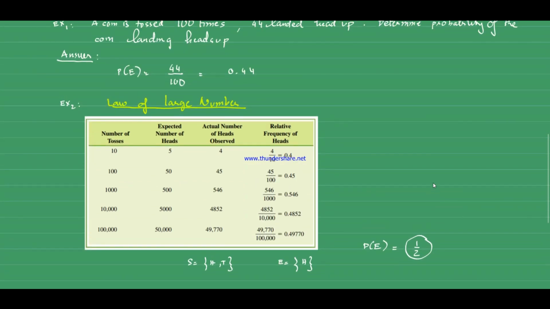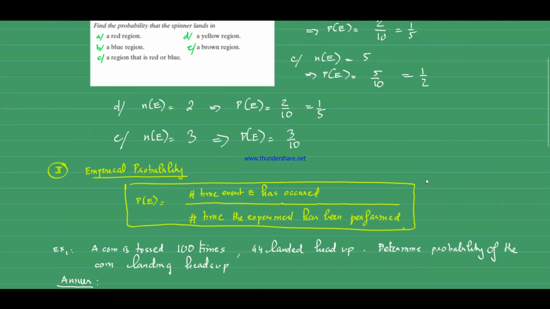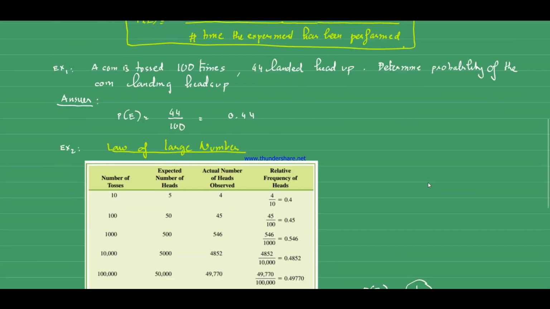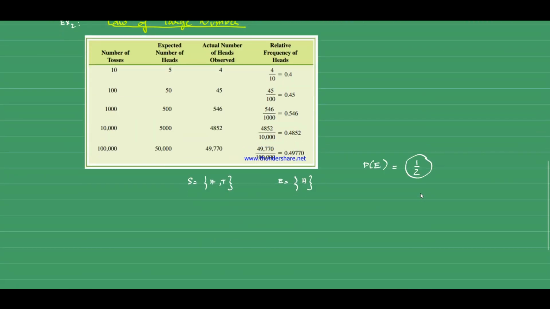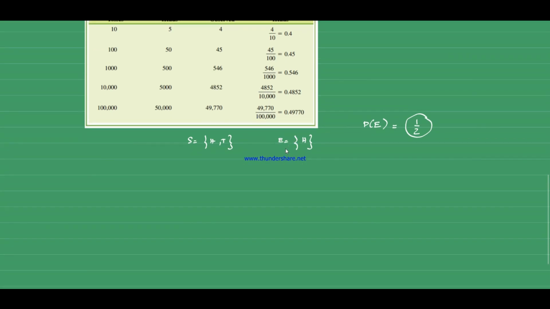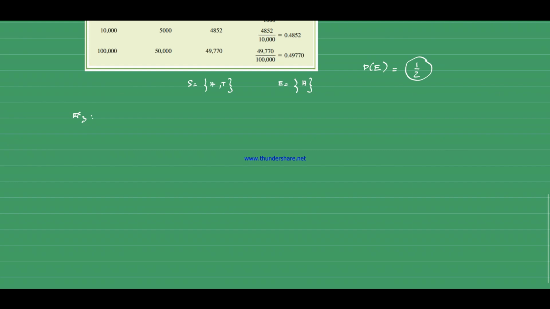So that's the reason why I talk about the theoretical probability before we talk about the empirical probability, because the empirical probability is just a probability reflecting the real situation. Theoretical probability is just in theory. Now let's have another example so that you can understand better.